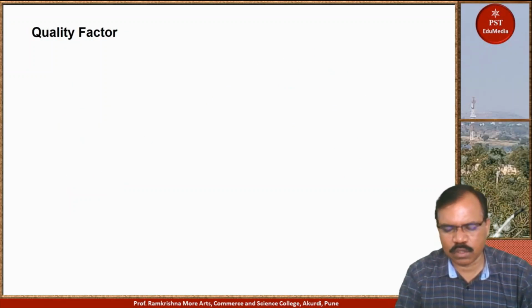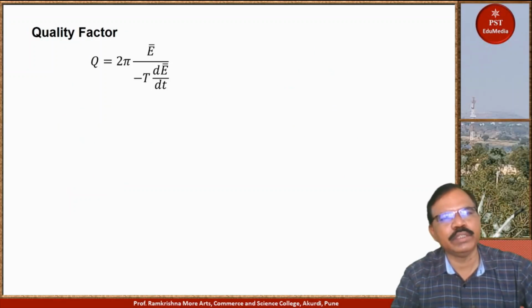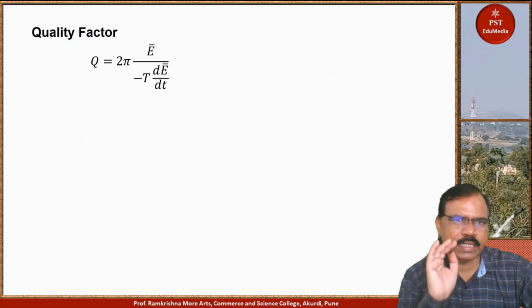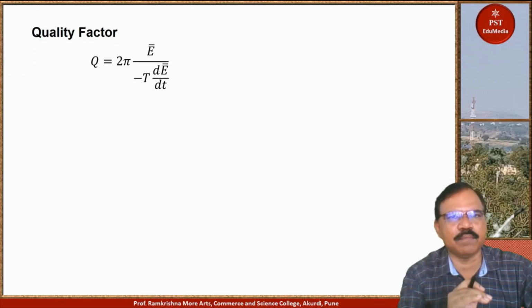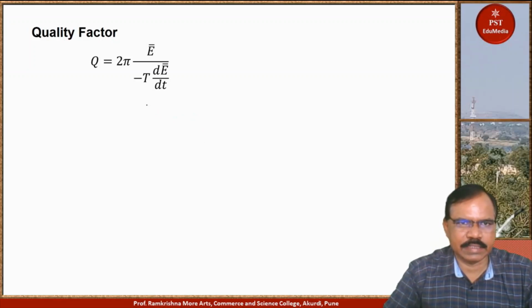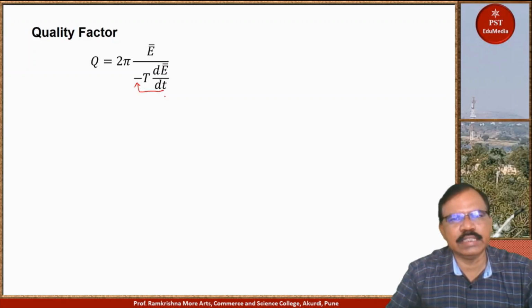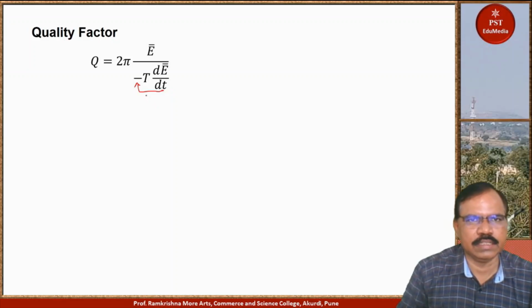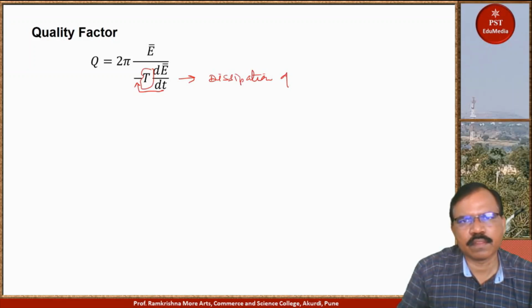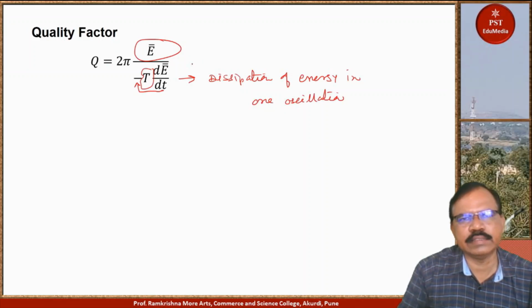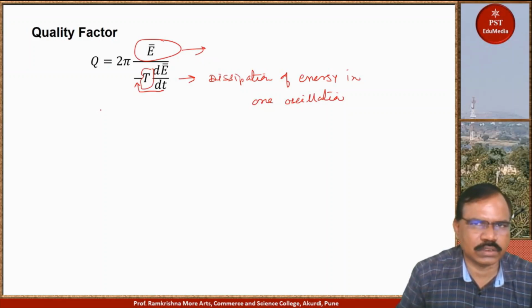Now we have another term called quality factor. We define quality factor Q is equal to 2 pi E bar, the energy stored in the oscillator, divided by the dissipation of energy in one cycle of oscillation. Here we have a minus sign: minus dE bar by dt, the rate of decrease of energy, multiplied by the period of oscillation. This gives you the dissipation of energy in one oscillation. And here E bar is the average energy stored in the oscillator at that time.